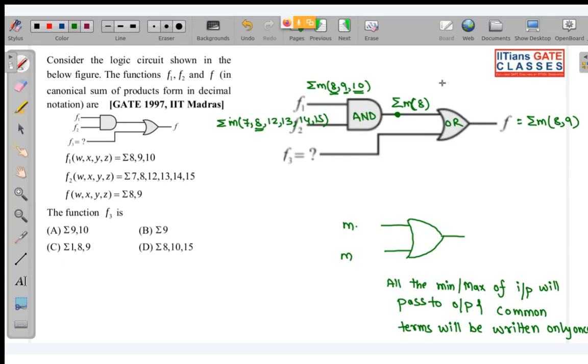Now what I told is that when you pass minterms or max terms through your OR gate, all the inputs will pass to output along with the common terms only written once. So this is input to OR gate, and this 8 is coming from here. The remaining term, which is your output of the OR gate, should come through your F3. So this is your correct option, that F3 should be 9. Only then you will get your output as 8, 9.